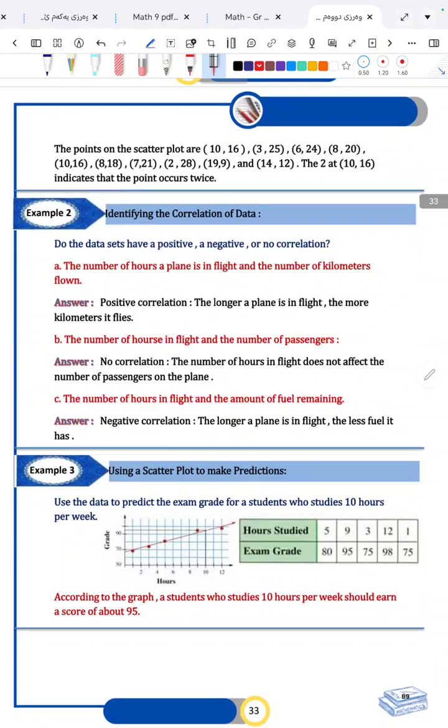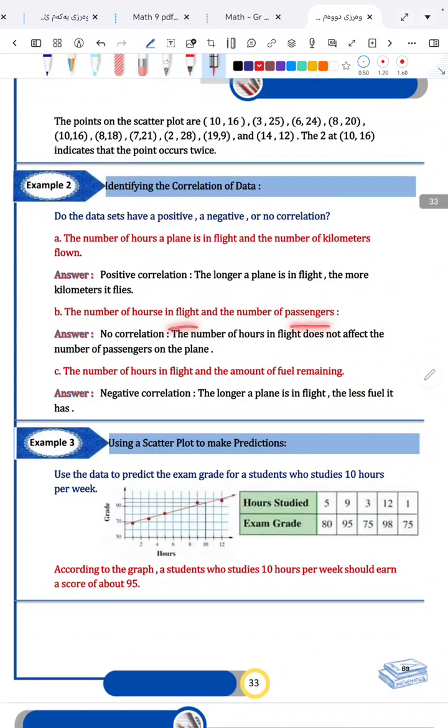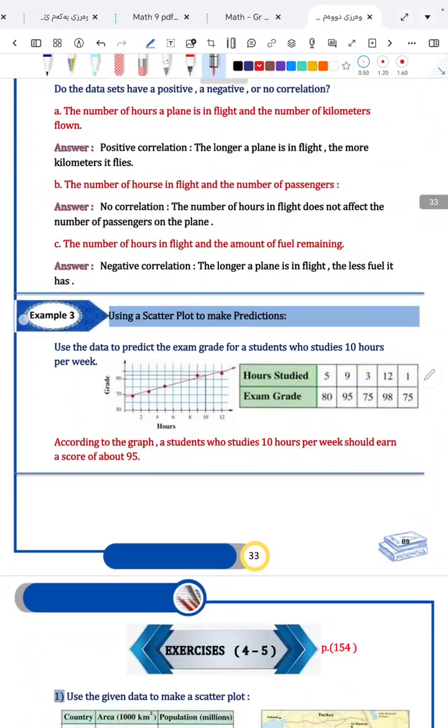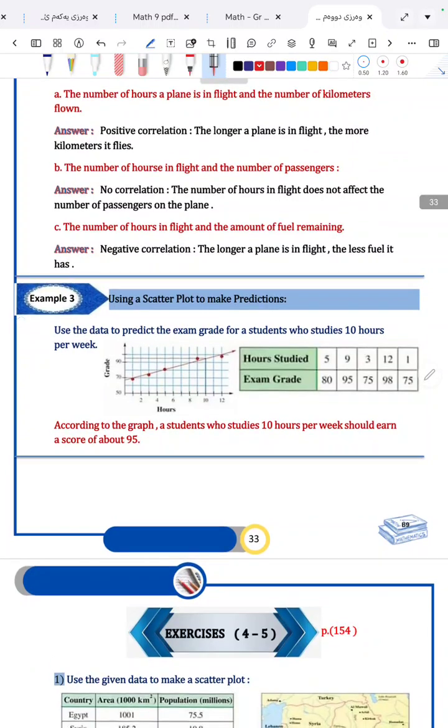Now we have question B: the number of hours in flight and the number of passengers. There is no correlation. Why? Because the number of hours in flight does not affect the number of passengers on the plane. C: the number of hours in flight and the amount of fuel remaining. That's negative correlation, because the longer a plane is in flight, the less fuel it has.